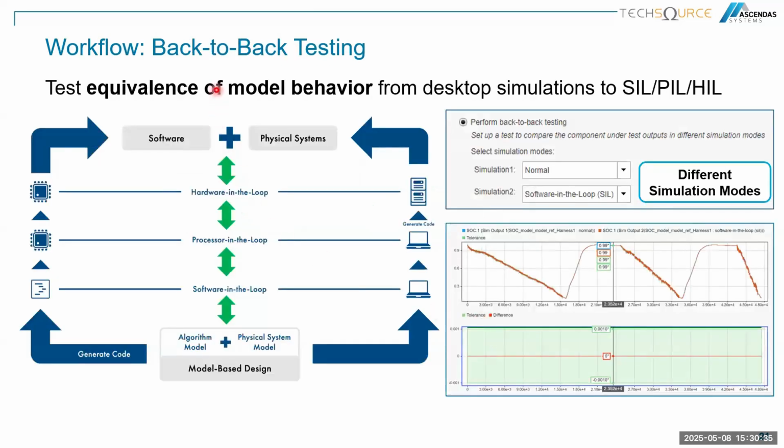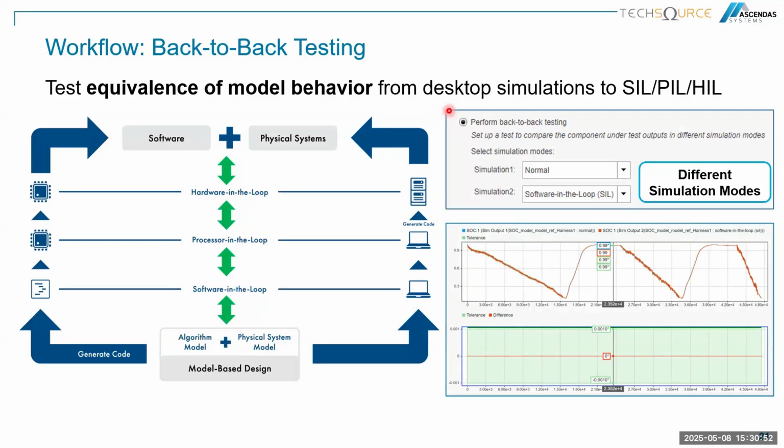The second one is back-to-back testing. This is where we want to test the equivalence of the model behaviors between, for example, at first, normally when you do the simulation in Simulink, we call it model in the loop.